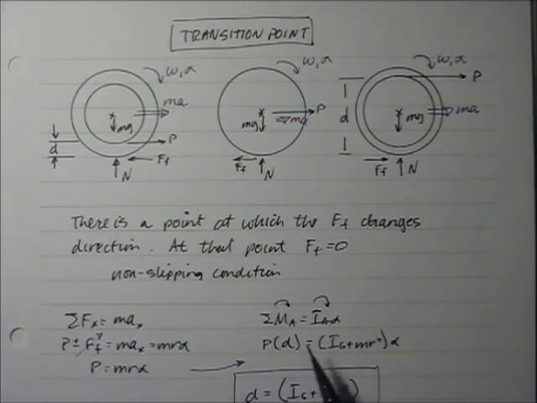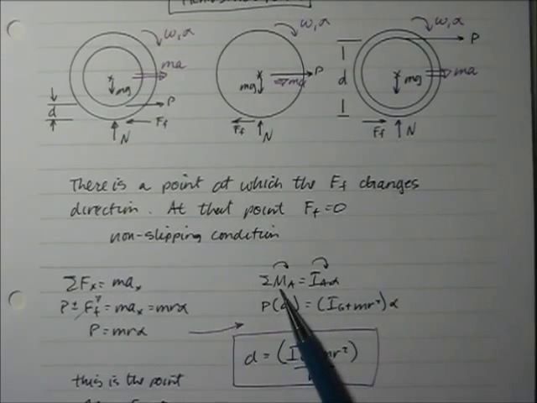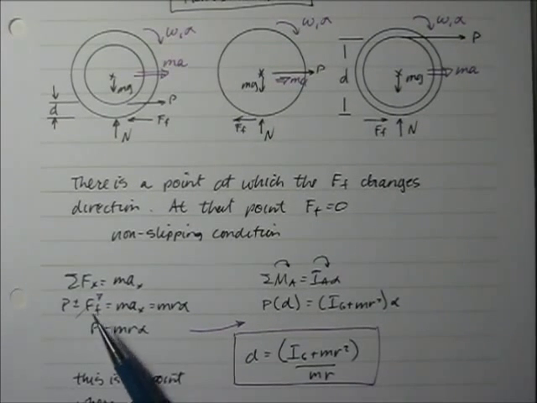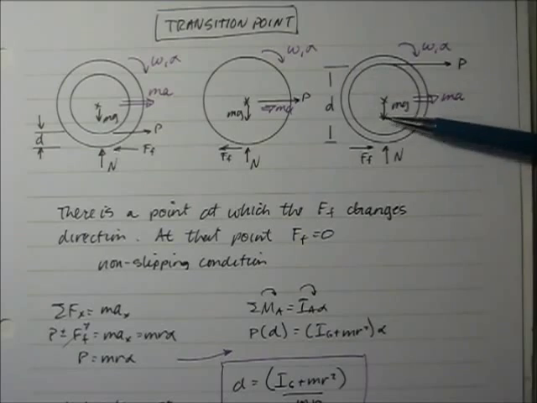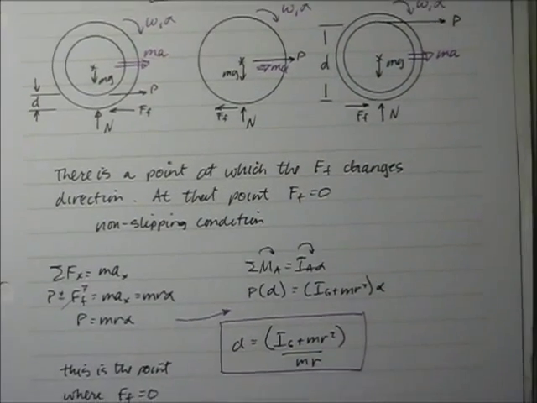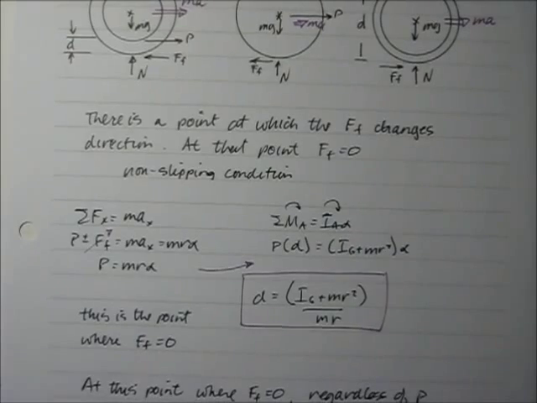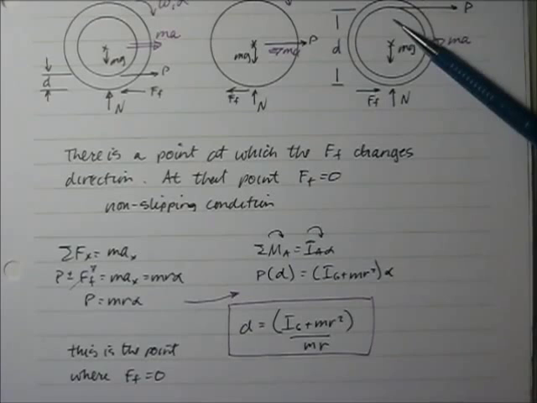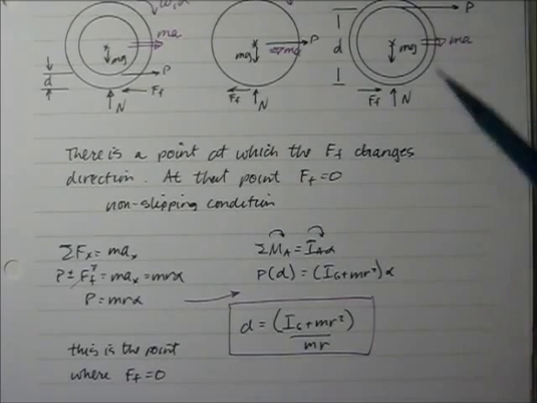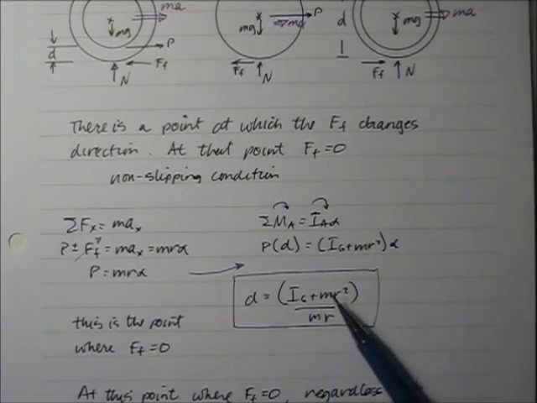So when I set up my two equations, my force equation and my moment equation, I can set the force of friction equal to zero here, and then I can solve for d, the distance from the bottom where the force is applied on my spool. Then I can find d where the force of friction goes to zero, and that's the transition point. Now the curious thing about that is that at the point where the force of friction is equal to zero, the force P has fallen out of the equation someplace.